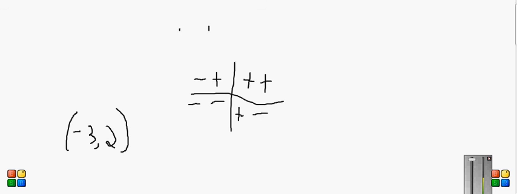So, where are we going to find -3 and 2? Since the first number is negative and the second number is positive, it will be in the second quadrant. First you crawl to -3 and then you walk up to 2 and then you mark your point, and that is your answer to the coordinate grid.